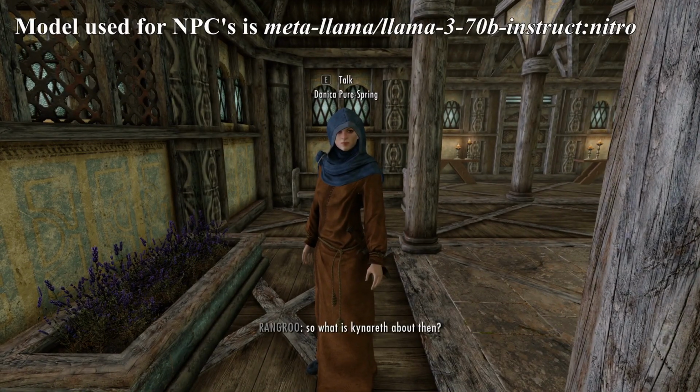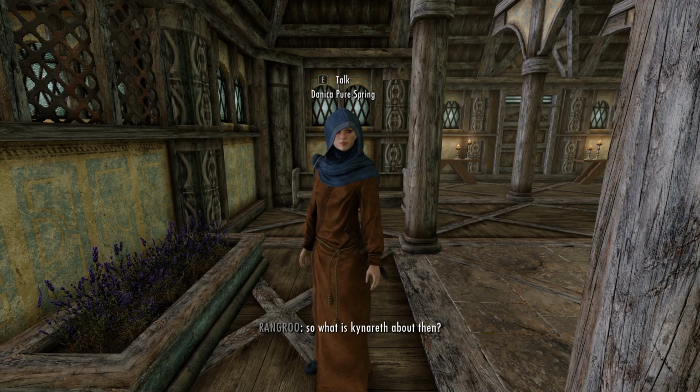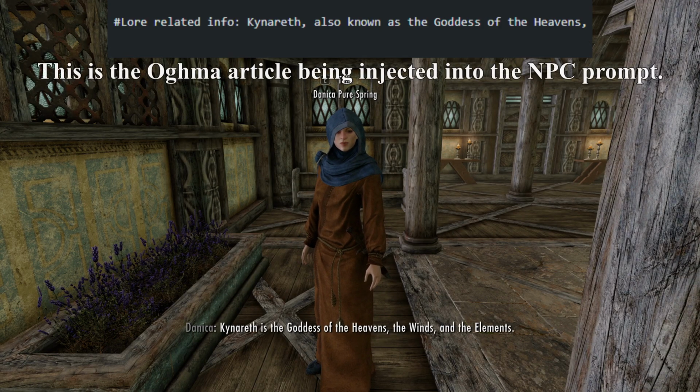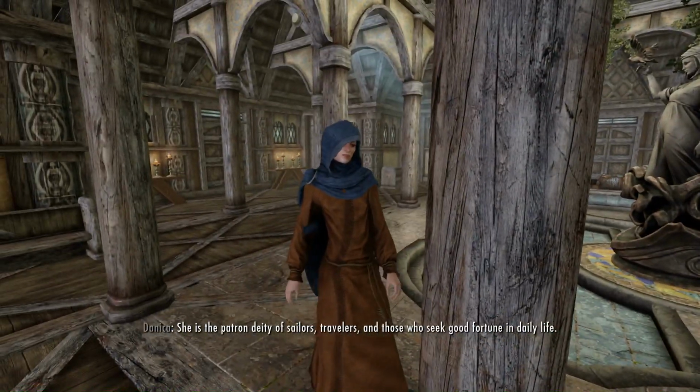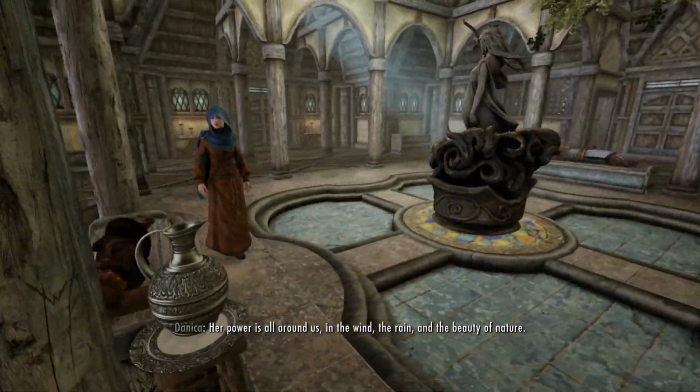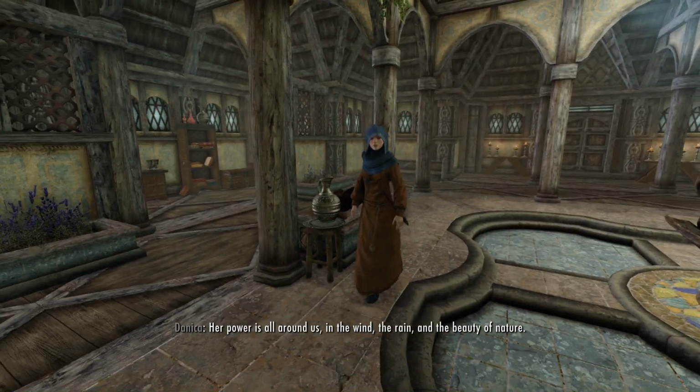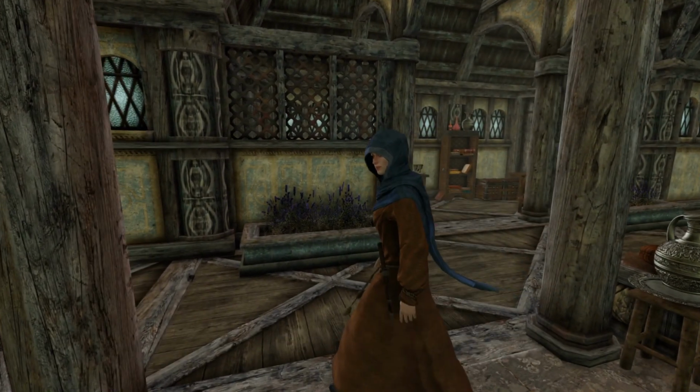So what is Kinnereth about then? Kinnereth is the goddess of the heavens, the winds, and the elements. She is the patron deity of sailors, travelers, and those who seek good fortune in daily life. Her power is all around us, in the wind, the rain, and the beauty of nature.